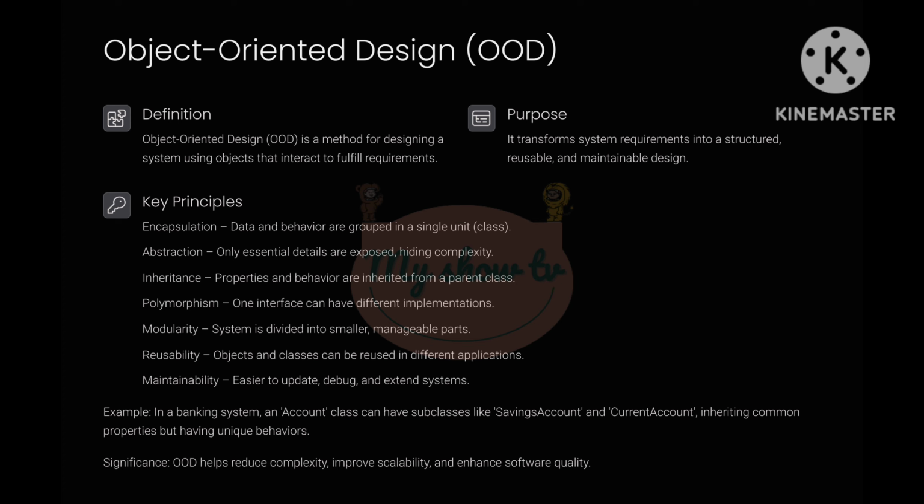For example, in a banking system, we can define a general class called Account with properties like account number and balance. Subclasses like Savings Account and Current Account can inherit from Account and have specific features like interest calculation for savings and overdraft facilities for current accounts. Significance. OOD helps in reducing complexity, improving system organization, and making software easier to scale and maintain.